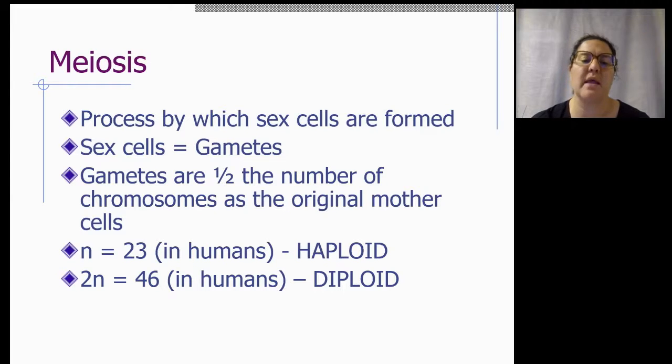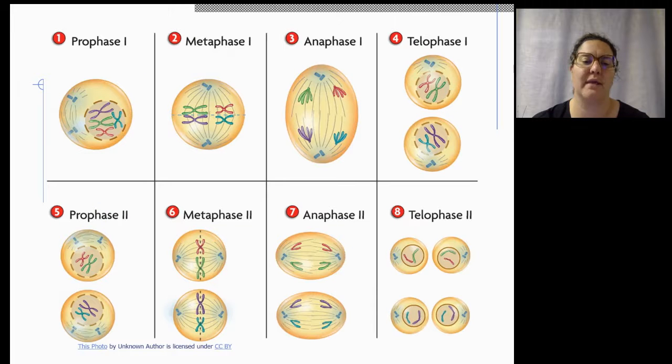So in humans, a haploid cell, a sperm or an egg, has 23 chromosomes, and a diploid cell, so a somatic cell or a fertilized cell, has 46 chromosomes, 2 copies of each individual chromosome.